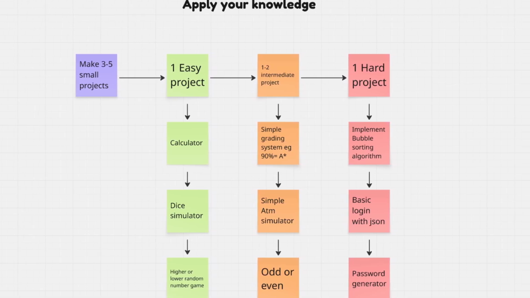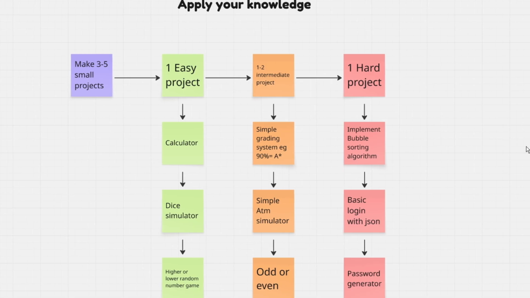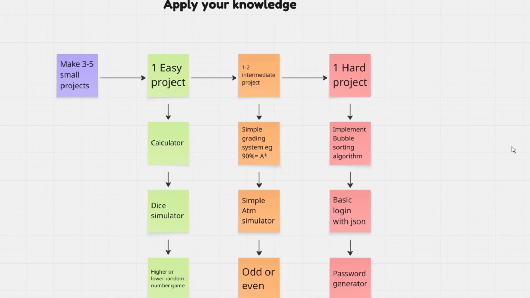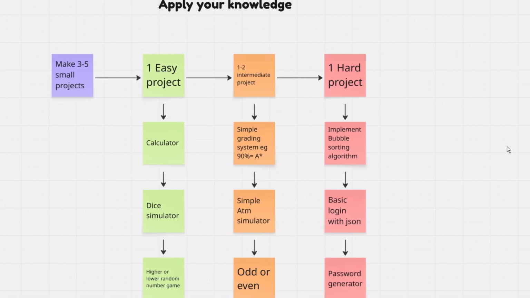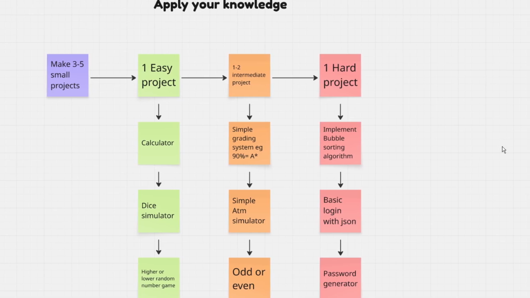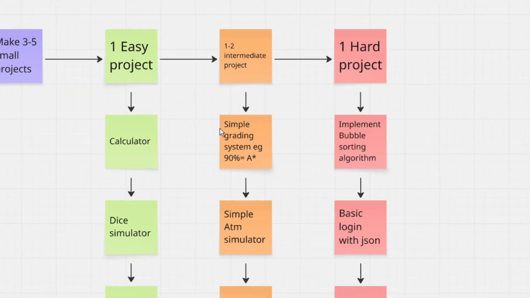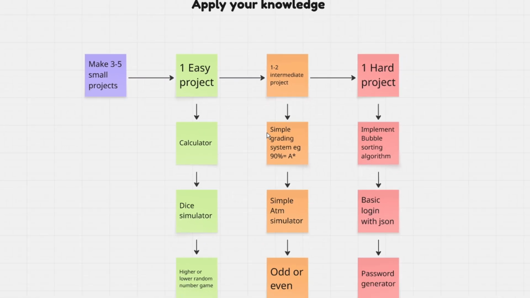The calculator is very easy to pull off, you probably wouldn't need any help. A dice simulator is also an interesting one, because it lets you use the random library. A higher or lower random number game I've never actually made, but I have used something very similar in another project I've made.